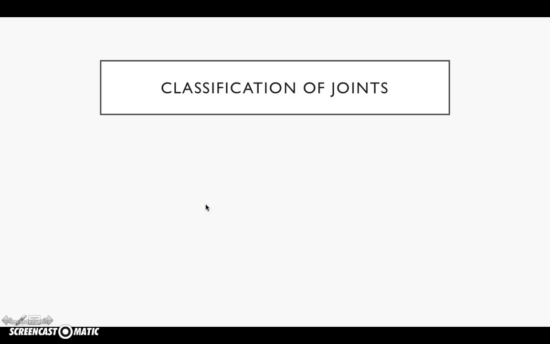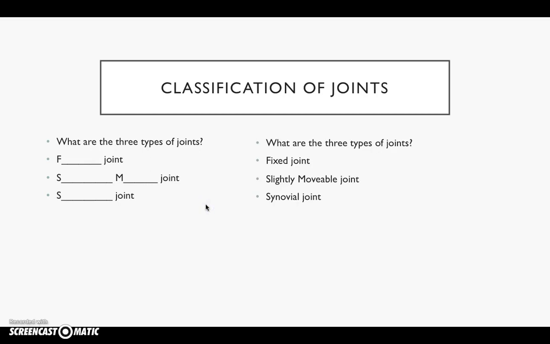Classification of joints. So there actually are three types of joints. If you think you can do it right now, pause it and get down what you think the actual types of joints are. If you're struggling with that, you can use these to help you out and try to remember. Pause this now and try and answer those, and the answers are going to come up in a minute. Okay, so what are the three types of joints?